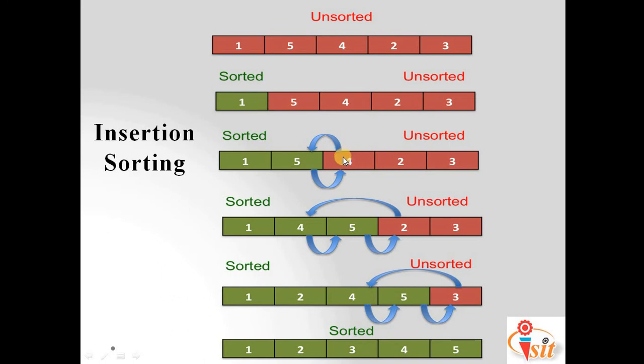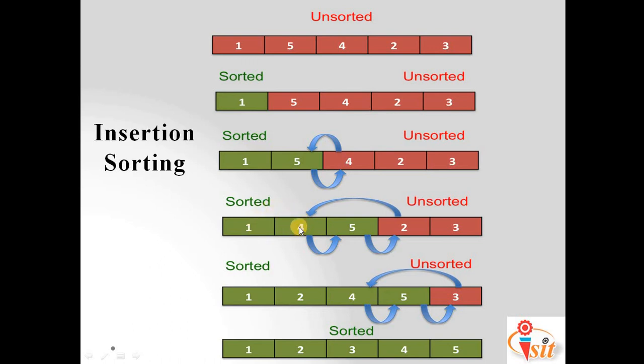Now the 4 we need to insert into the sorted subarray depending on their order. So 4 is less than 5, so 4 is going to be replaced with the 5 and 5 is going to be replaced with the 4. Again 4 is going to be compared with the 1. So 4 is greater than 1, so there is no need to do anything.